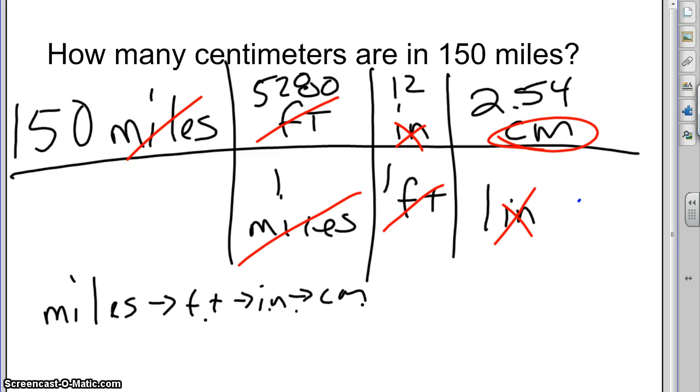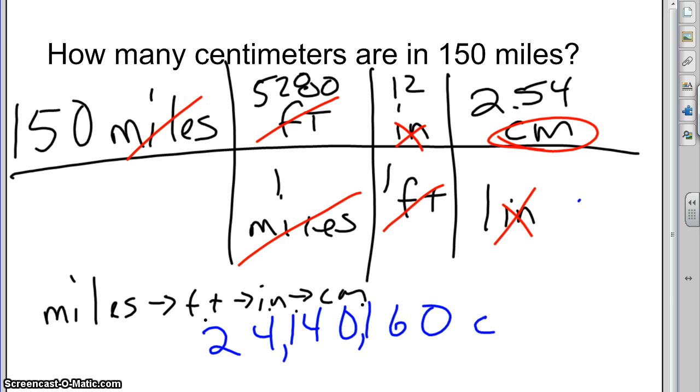So how do we get the answer then? Well, now we're left with the numbers. Numbers on top get multiplied, numbers on the bottom get divided. In this case, all the numbers on the bottom are just ones, so we don't really care about those. So we take 150 times 5,280 times 12 times 2.54 gives me a number of 24,140,160 centimeters.